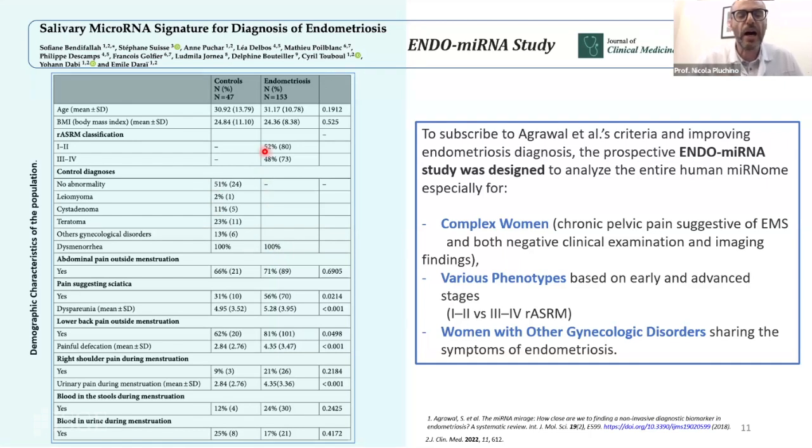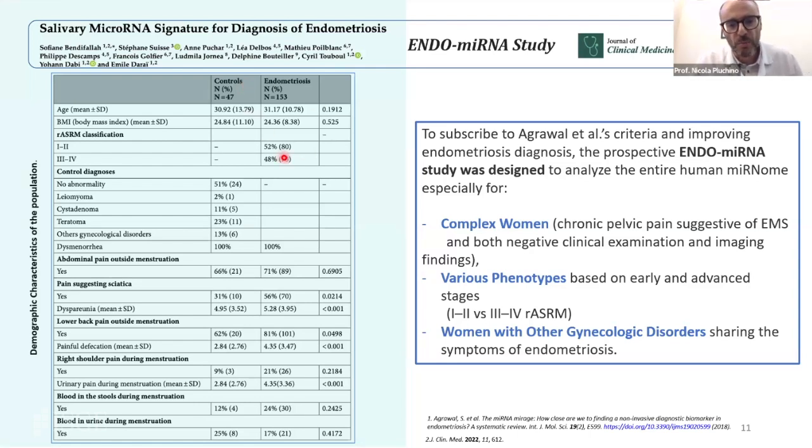Some of them have other gynecological conditions, so this is not, I would say, normal daily life in a gynecological department: fibroma, cystadenoma, teratoma. Some of them typically have additional pain symptoms like sciatica, lower back pain, right shoulder pain, all symptoms that are suggestive of endometriosis. And you see that at the end, all patients went through imaging or laparoscopy, which was the gold standard to make the diagnosis of endometriosis.